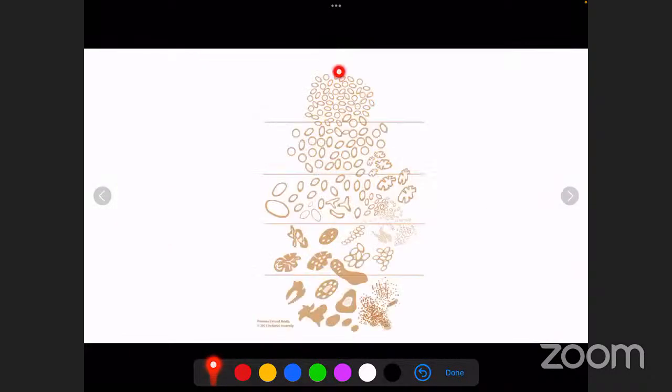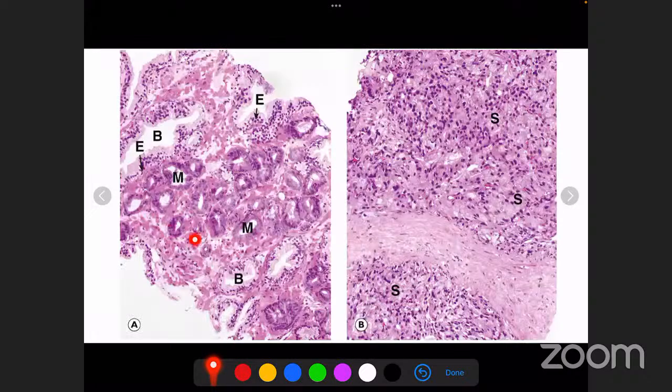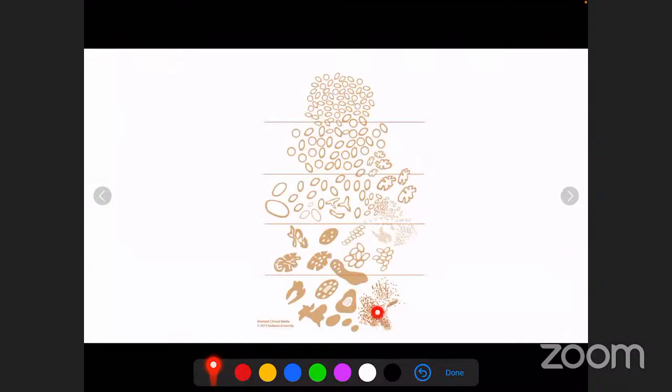If you go to this, this is grade 3. These are occupying this and they are infiltrating between these normal appearing prostatic glands. Compare this to grade 5. What is grade 5? This is grade 5. I am telling you this portion of this grade 5.